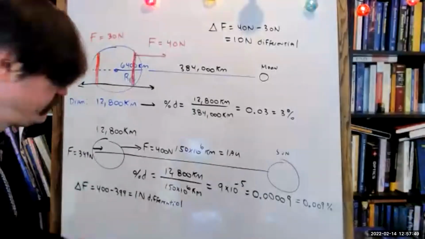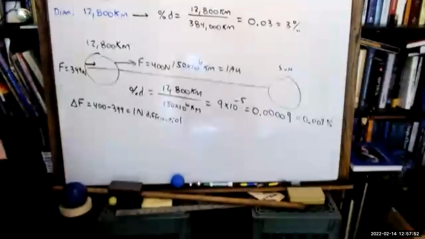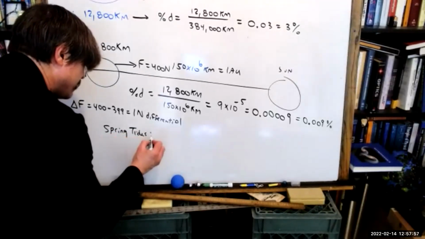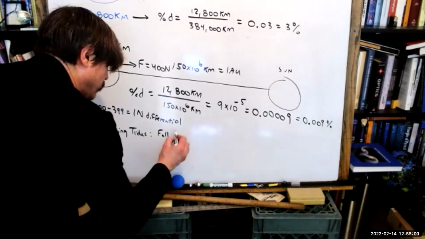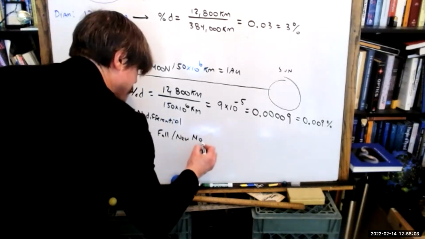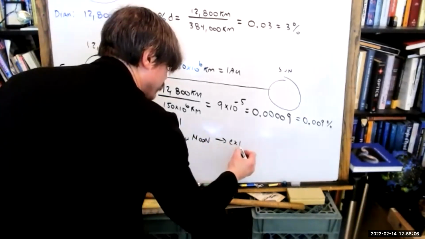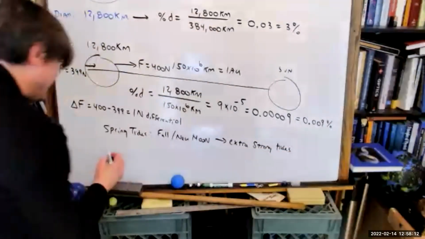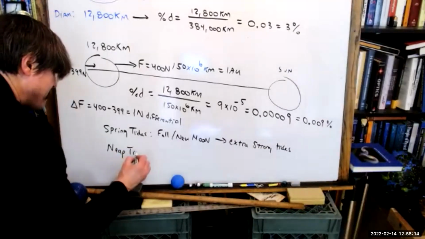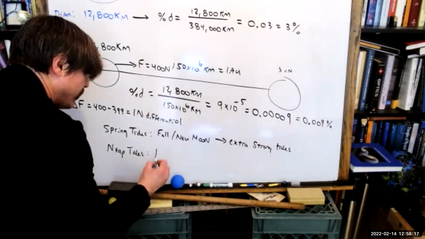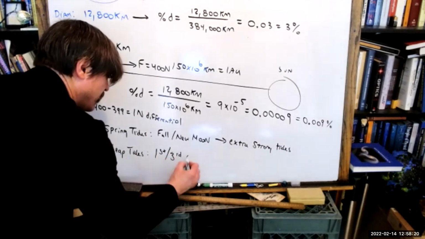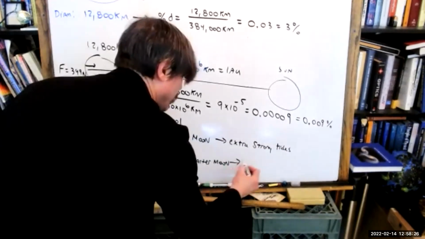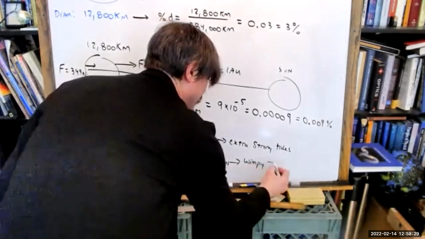Let's write that down. This means we have two different tides. We have spring tides, twice a month at full or new moon, and these are extra strong tides. And then we have neap tides at first or third quarter, and these are extra wimpy tides.